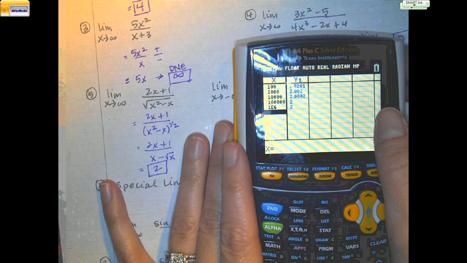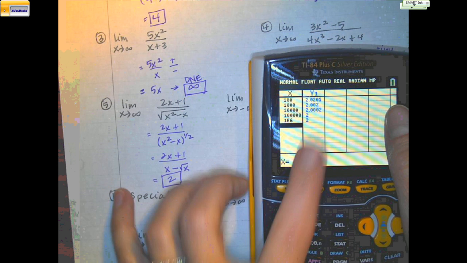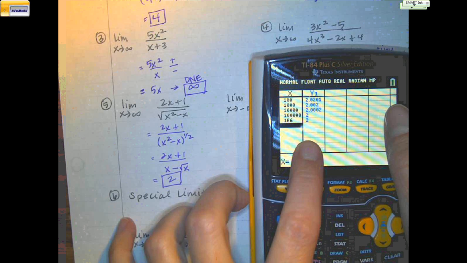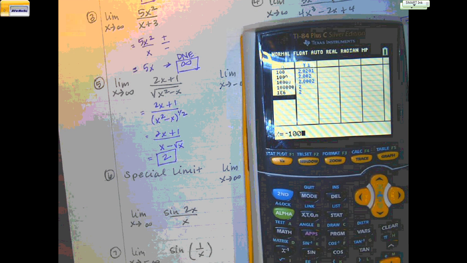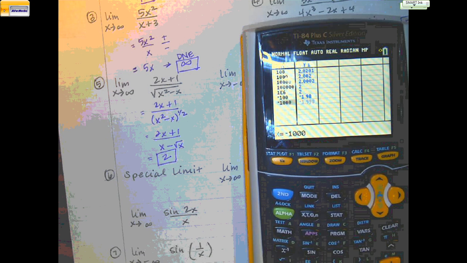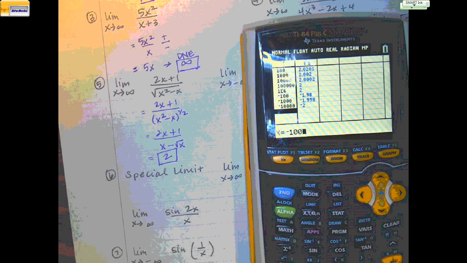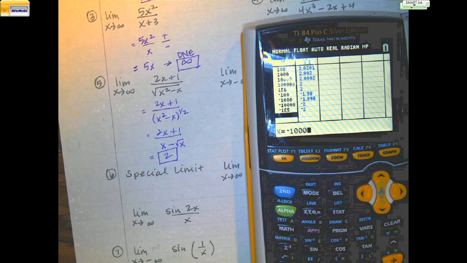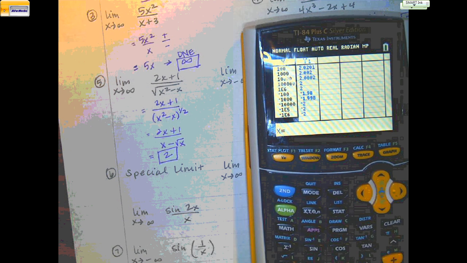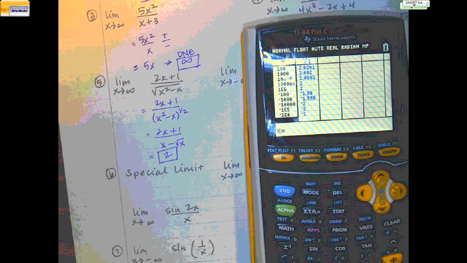1,000,000. What are we getting close to? 2. It says that every single time. Let's do the same thing, but let's think about negative infinity. So I've got negative 100, negative 1,000, negative 10,000, negative 100,000, negative 1,000,000. And we're approaching negative 2. So you can always look in your calculator.